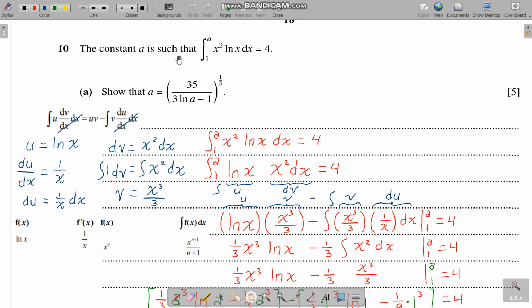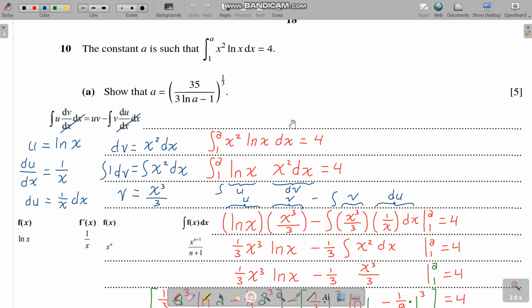The constant a is such that the integral from 1 to a of x squared ln x dx equals 4. Show that a equals... So we're going to have to integrate x squared ln x. To integrate x squared ln x, we have to use the integration by parts formula in the MF19.